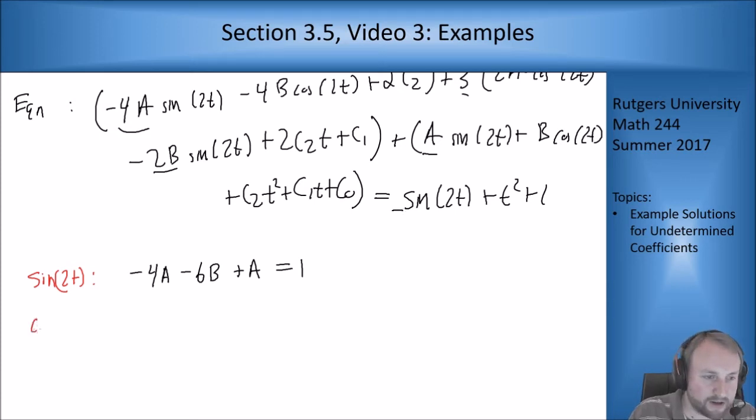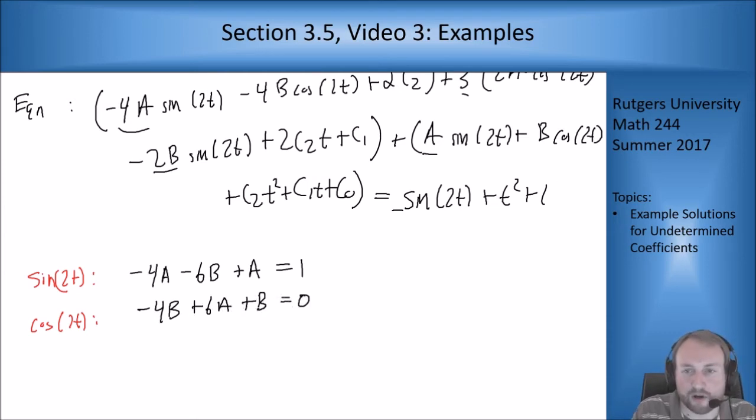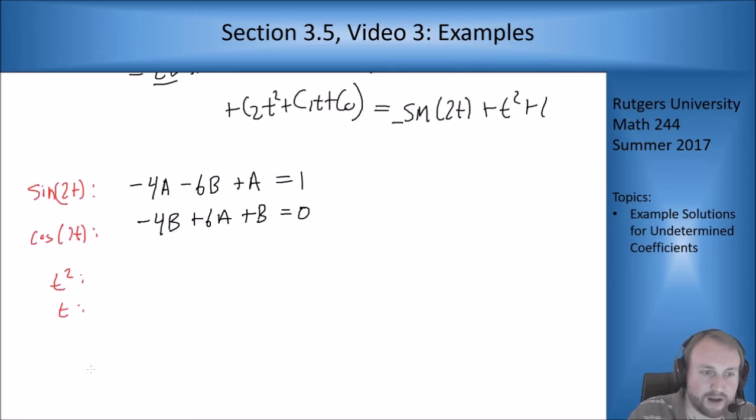Now I want to look at cosine of 2t, and this is going to be minus 4b plus 6a plus b equals 0 because there's no cosine on the right-hand side. I'm going to get 3 more equations, a t squared, a t, and a 1, but I mean a constant equation here. And now I'm going to scroll back up again so I can write them all out.